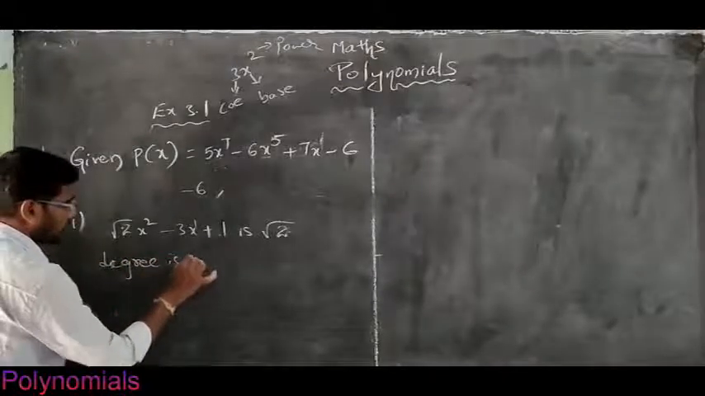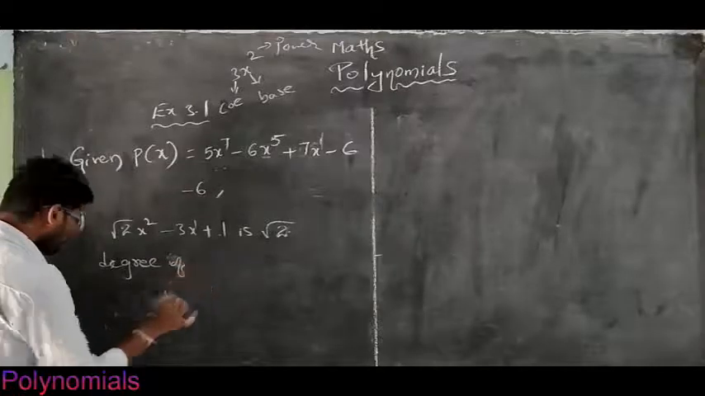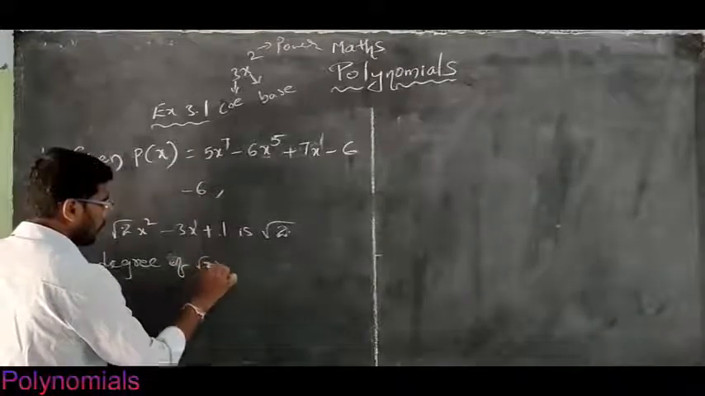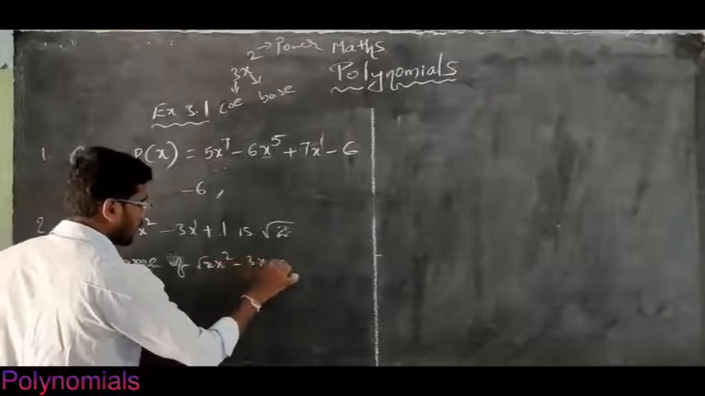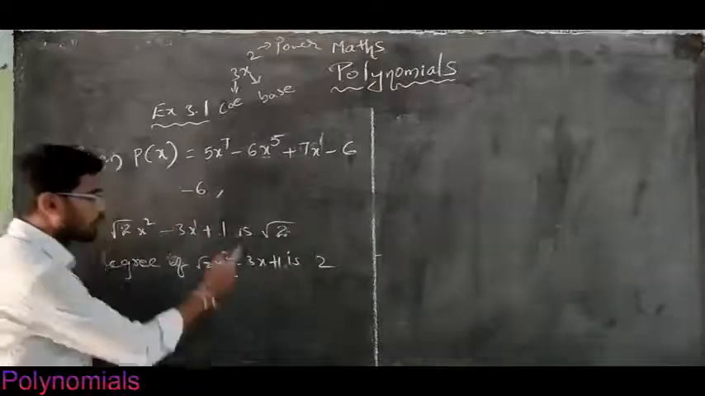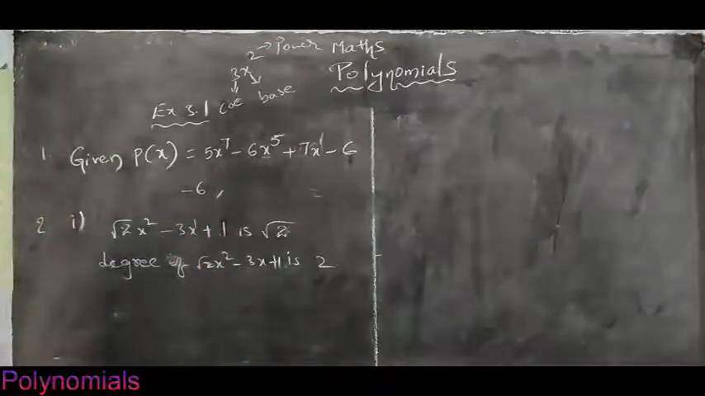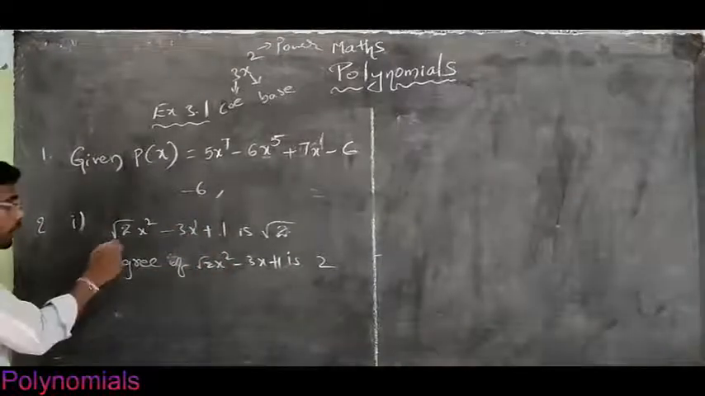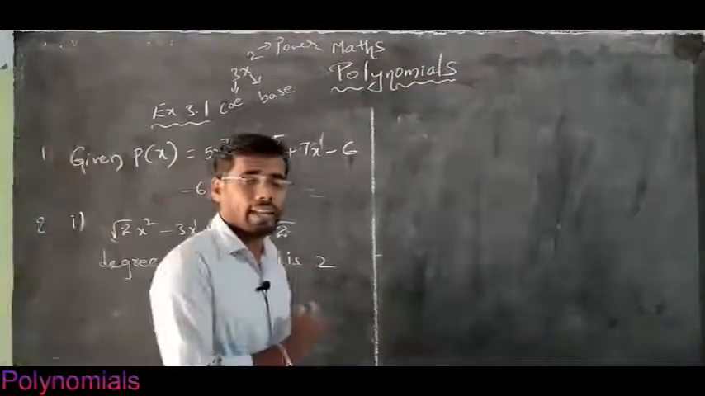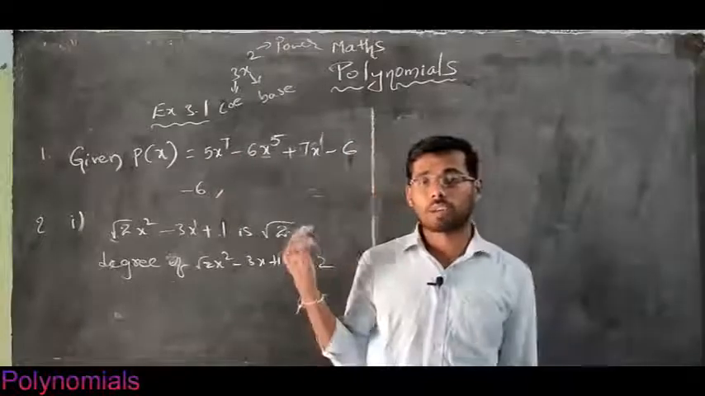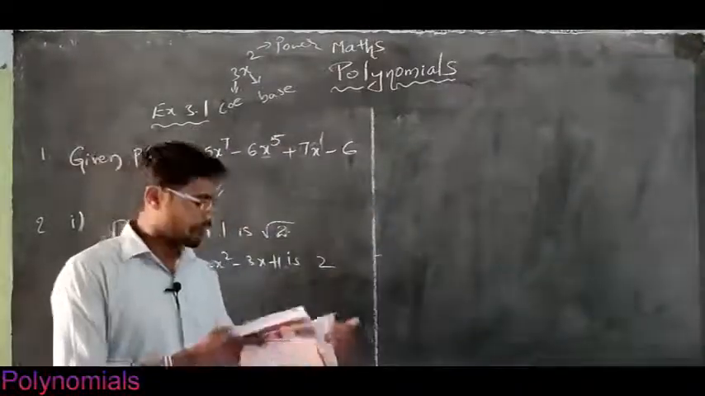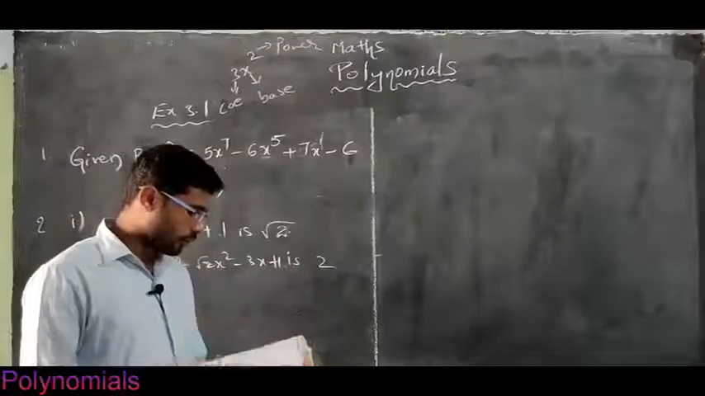Degree of p of x, like that he has given. Degree of root 2x square minus 3x plus 1 is 2. But actually, what is given there? He has given root 2. Root 2 is the coefficient of x square, and its degree is 2. So is it true or false? It is false. That is wrong.